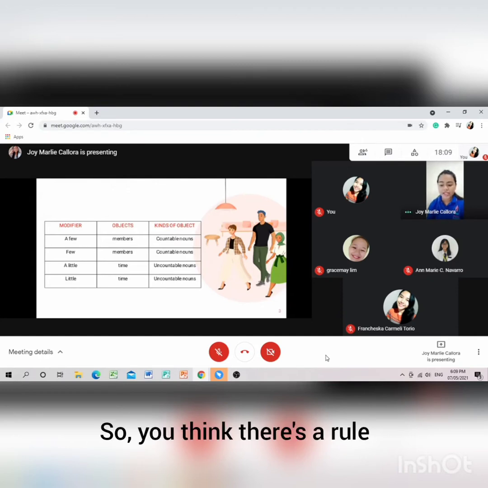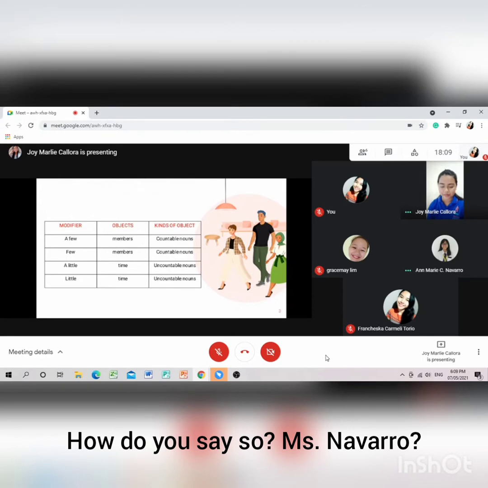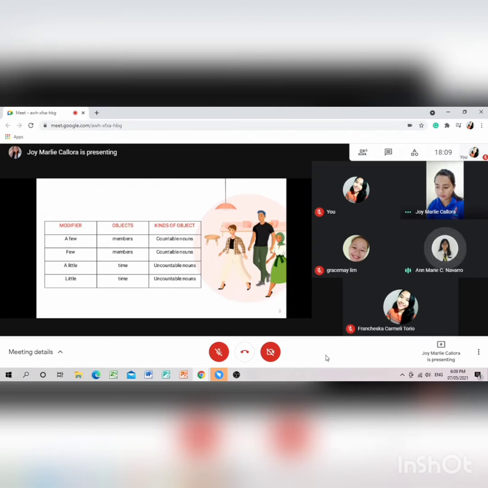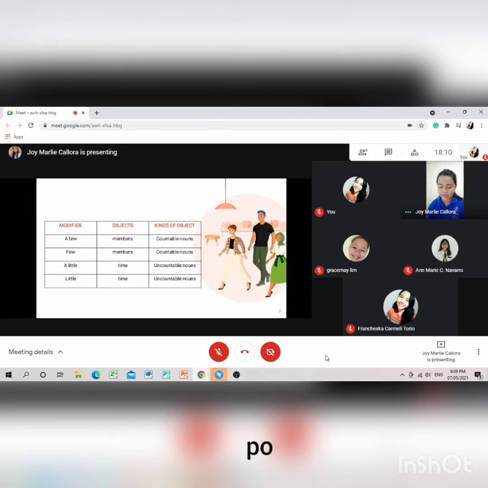Do you think there's a rule when constructing a sentence using these modifiers? Anyone? I think so, ma'am. How do you say so, Miss Navarro? Ma'am, because on the graph, in the last column, there are indicated countable and uncountable nouns. Very good, Miss Navarro. So, let's proceed to the rule.